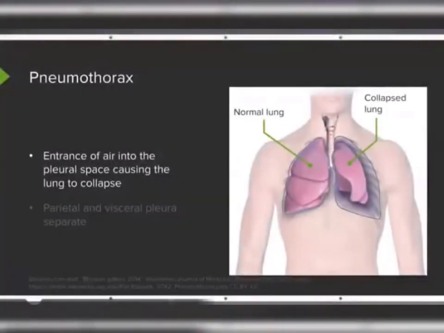So let's move on to pneumothorax. This is a finding that you really don't want to miss because if it's large, it needs immediate intervention. So let's take a look at some of the imaging findings.